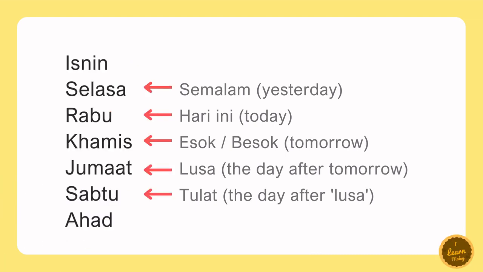Have a look at this example. We have Rabu, which is Wednesday, as hari ini, or today. Esok or besok, which means tomorrow, is Kamis or Thursday. That means Tulat will be 2 days after Kamis, which is Sabtu or Saturday in English.